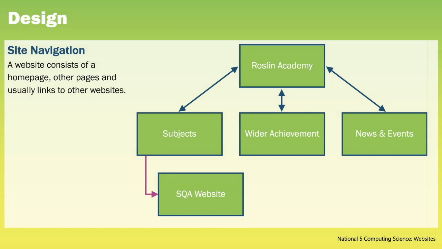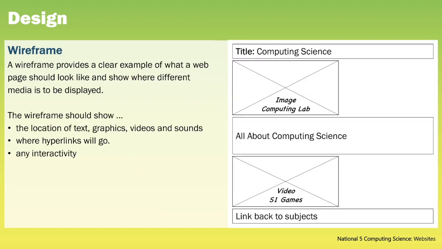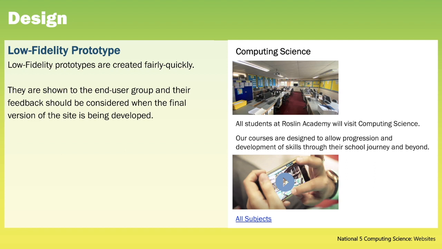Once we've designed the overall layout of the whole website, we can then move on to the design of each individual page. A wireframe provides a clear example of what a web page should look like and shows where different media is to be displayed. A wireframe should show the location of text, graphics, video and sounds, where hyperlinks will go, and any interactivity. Once we've produced a wireframe, we can then move on to a low fidelity prototype.